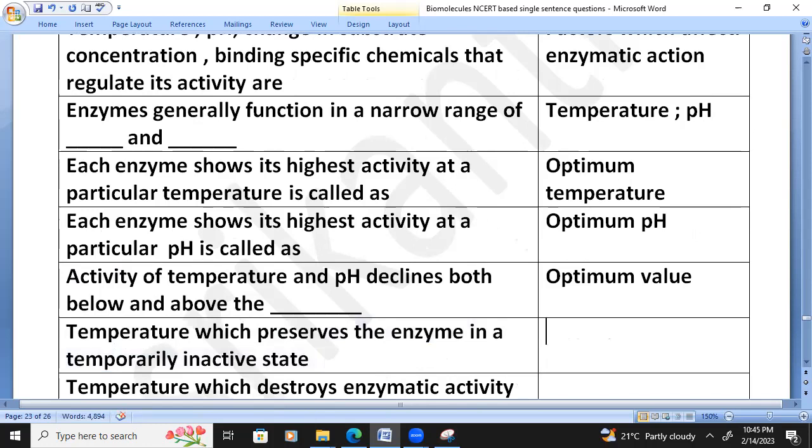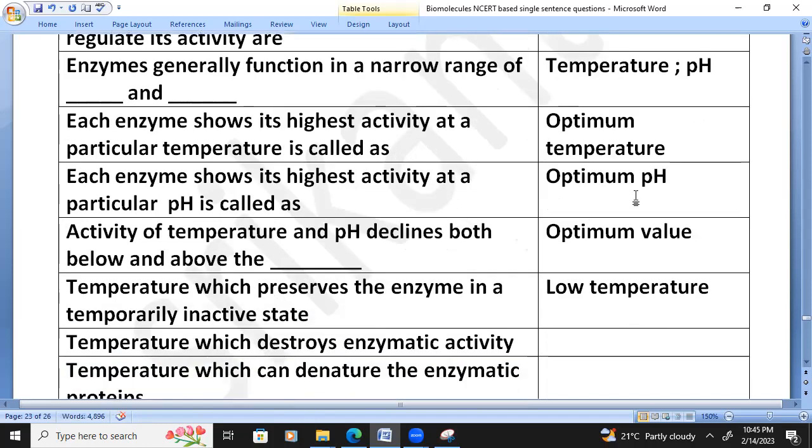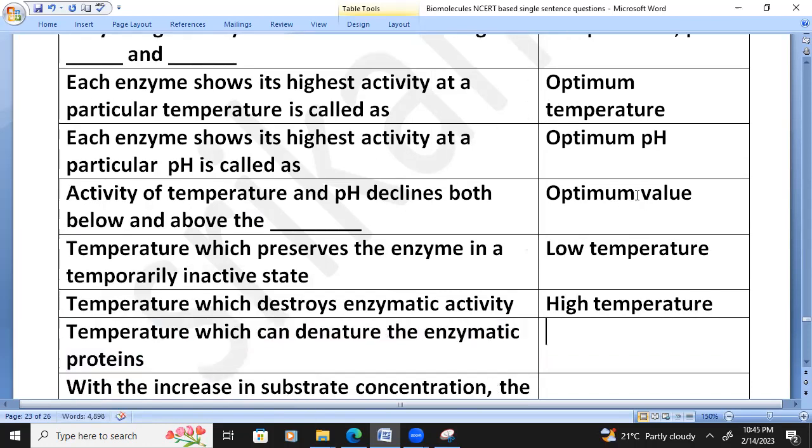Low temperature preserves the enzyme in a temporarily inactive state. High temperature destroys the enzymatic activity. High temperature can denature the enzymatic protein. Denature or destroy, doesn't matter, both are the same. That means at a high temperature it happens.